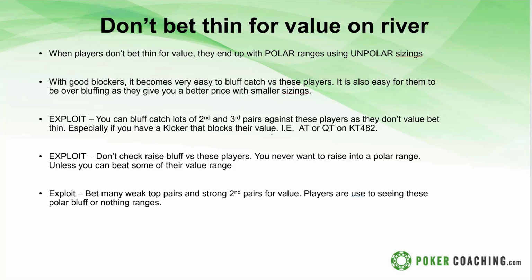Especially if you have a kicker that blocks their value. So, for example, ace 10 on king 10-4, or queen 10 on king 10-4, we are blocking king queen and ace king. And because they're using a small sizing and they're only betting with king queen or better, or sometimes only ace king or better because they don't bet thin for value, I hope I'm getting this point across of how you can just call more second and third pairs that have a blocker to their stronger hands.